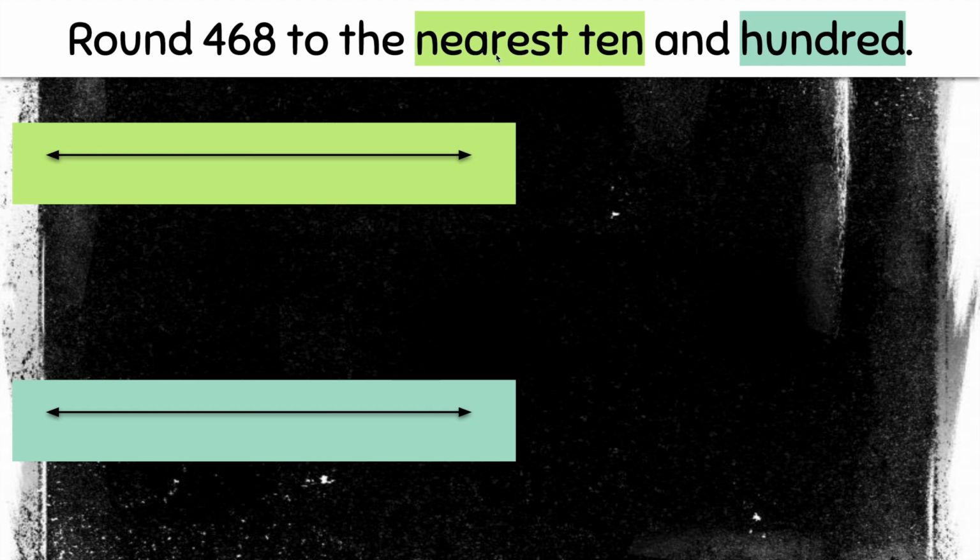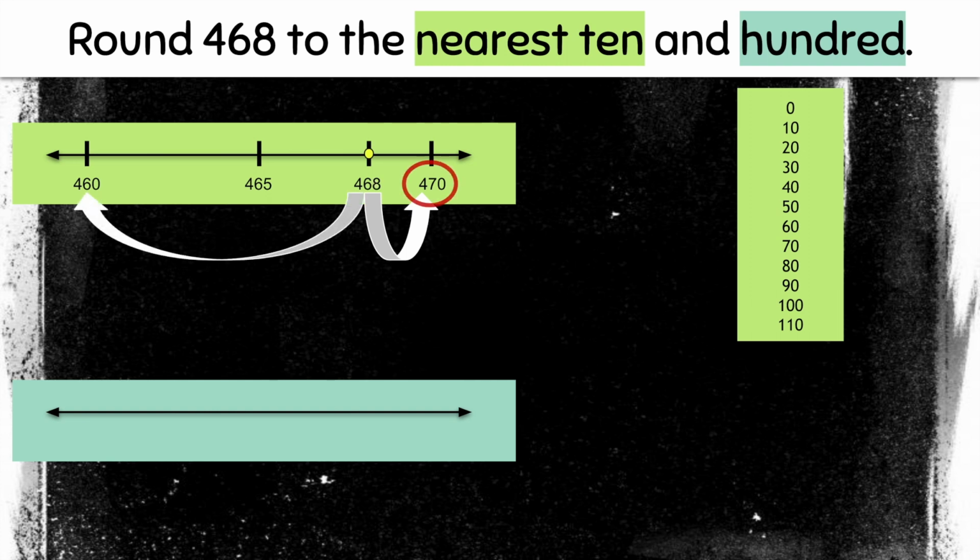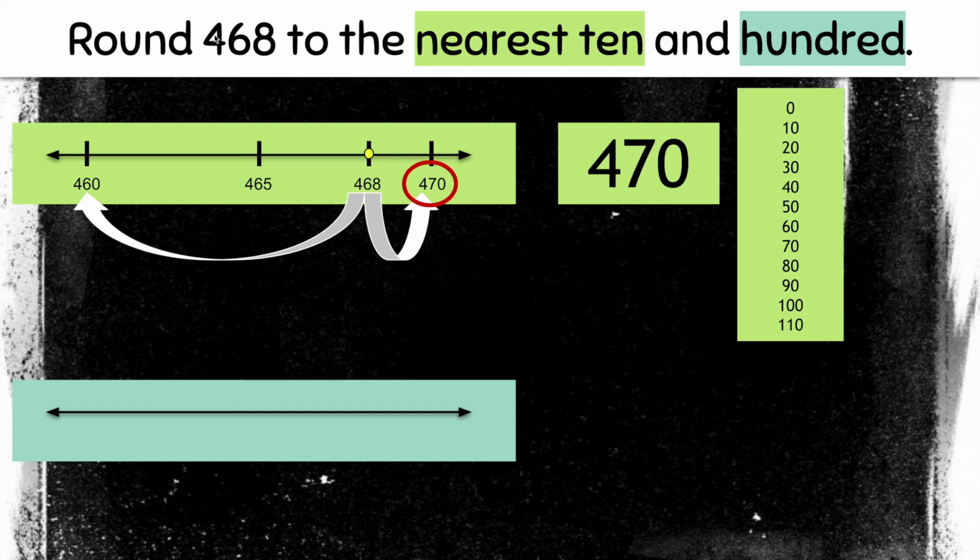468. Let's round to the nearest 10 first. Here we have tens. 468. I see 68. What tens surround 68? I know that 60 and 70 surround 68. So we need 460 and 470. Halfway is 465. 468 is greater than halfway. So will it round to 470 or 460? It's closer to 470. Now let's round the same number to the nearest 100.